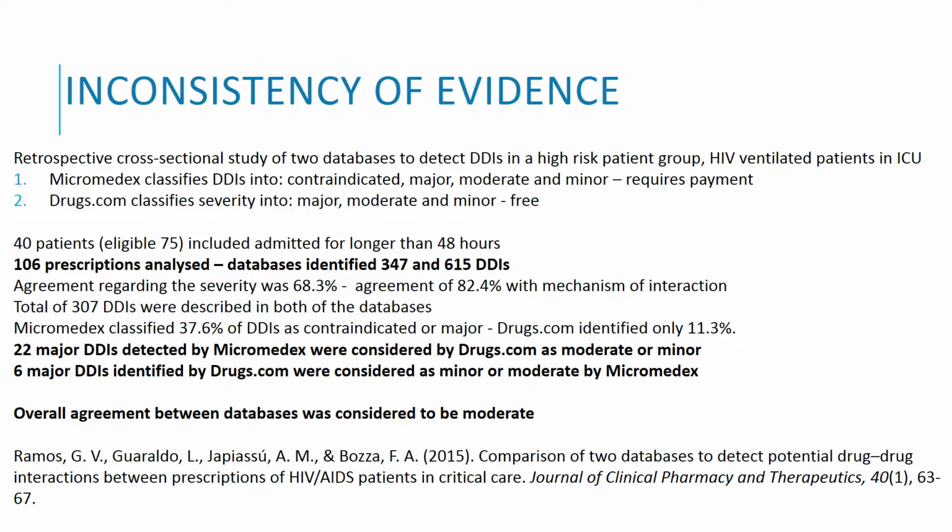So there were 22 major drug-drug interactions detected by Micromedex, and they were considered by drugs.com to be moderate or minor, as opposed to 6 major interactions identified by drugs.com, which were considered as minor or moderate by Micromedex. So they concluded that overall agreement between databases was moderate. And in context with some of the other articles which recommend different processes for high severity and low severity, it's very difficult when the evidence isn't consistent between systems.